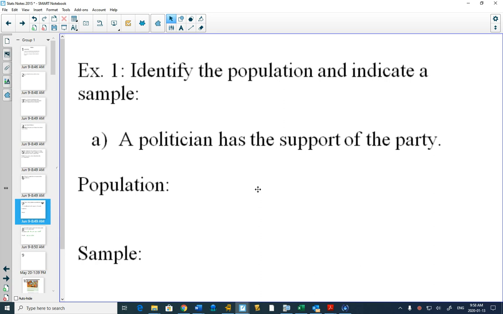Identify the population and indicate a sample. So here's our first statement. Our first statement says that a politician has the support of the party. That's the statement. According to that statement, you have to think, what are we talking about? What is the population in this situation?